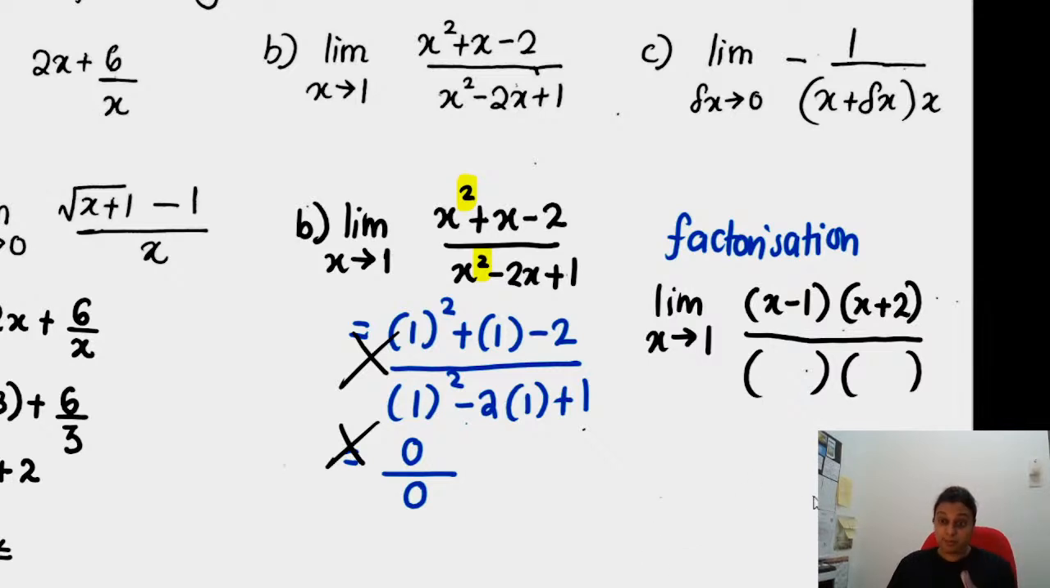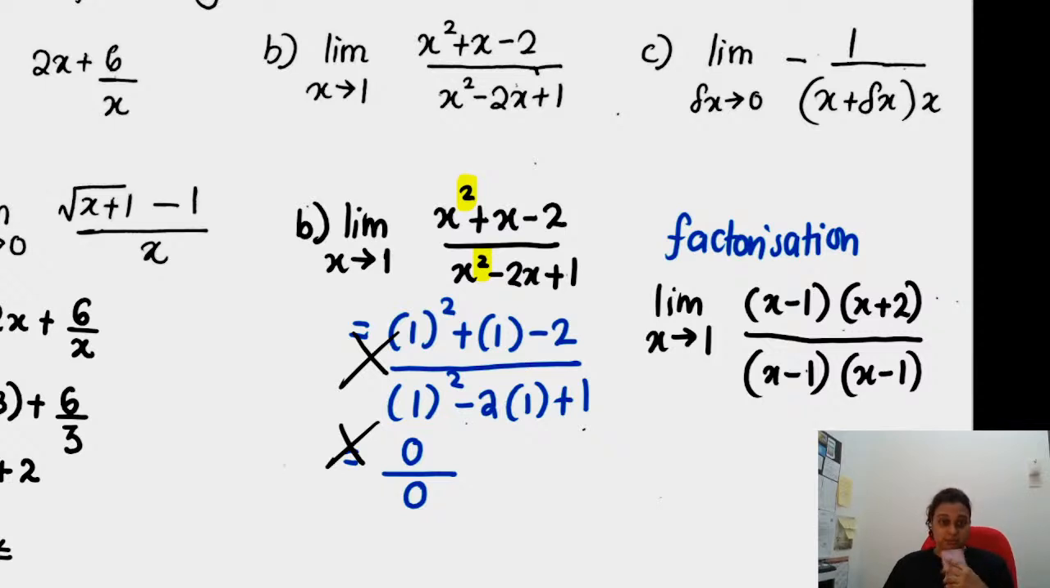Then for the bottom one, key in again: 1, negative 2 and 1. So x minus 1, x minus 1. There's only one answer, that means it's x minus 1, x minus 1, because the roots for a quadratic must always be two roots.